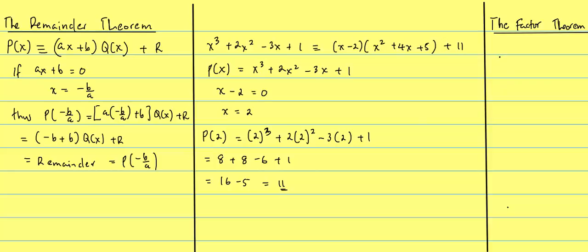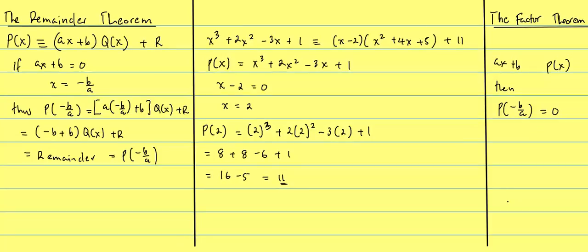The factor theorem is an extension of the remainder theorem. It states that when a polynomial p of x is divided by ax plus b and the remainder is 0, then ax plus b is a factor of p of x. Alternatively, if ax plus b is a factor of p of x, then what we are saying is that p of minus b over a is going to be equal to 0. So if this is a factor of p of x, then this must be true.